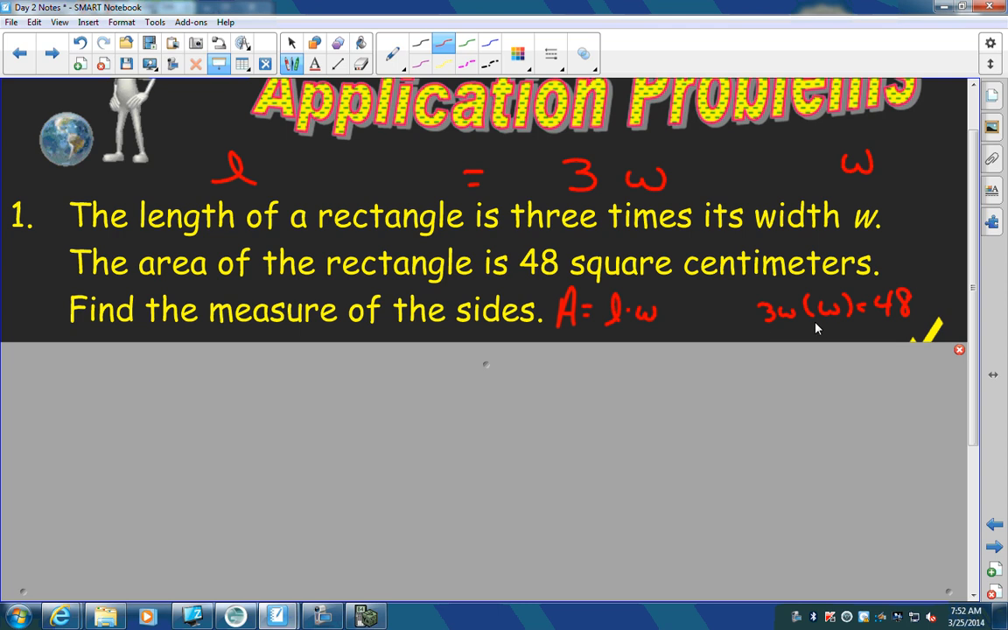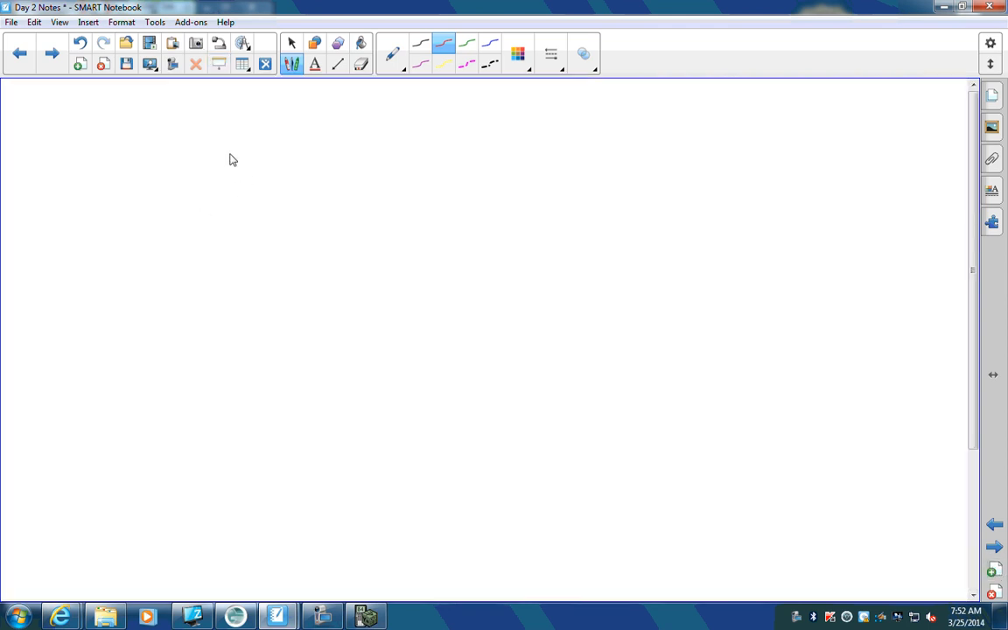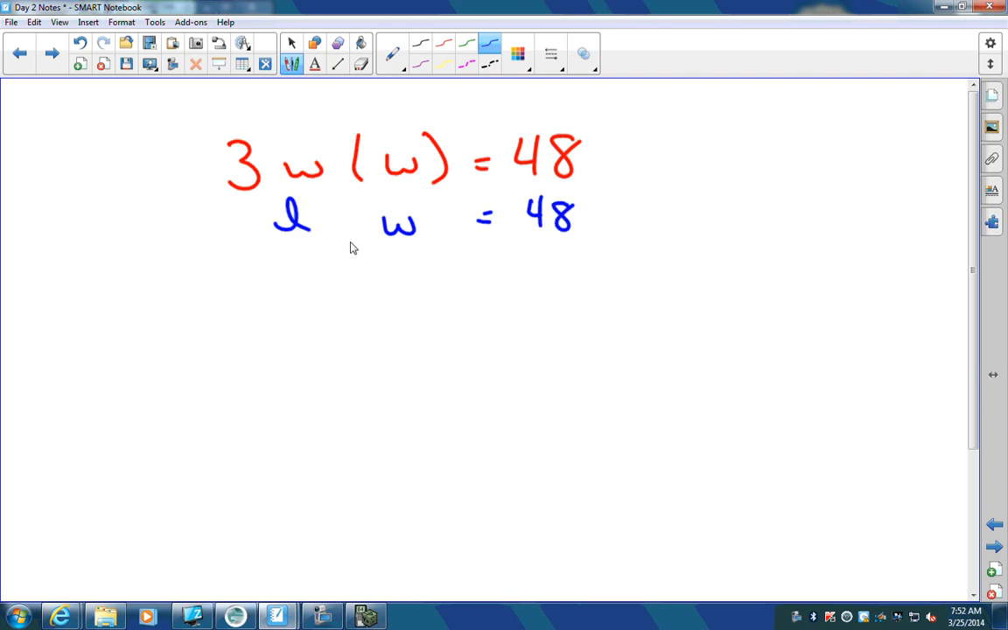3W times W, so I'm going to write it on the next one. So 3W times W equals 48. What that was, length times width, is 48. But I need to have the same letter. So since we know that L is 3W, it's kind of like using substitution. Okay? So now, what is 3W times W? 3W squared equals 48.